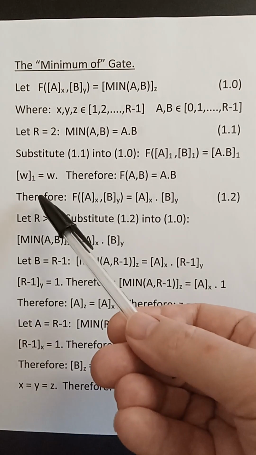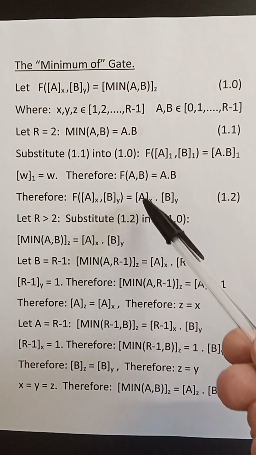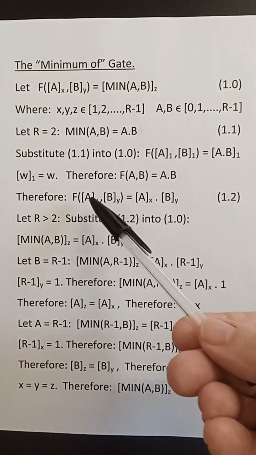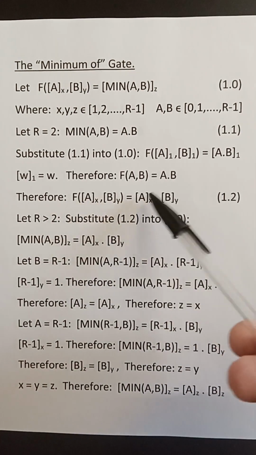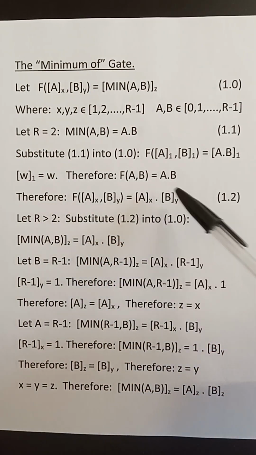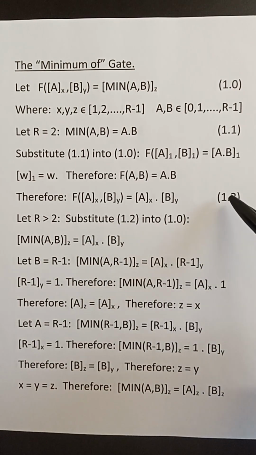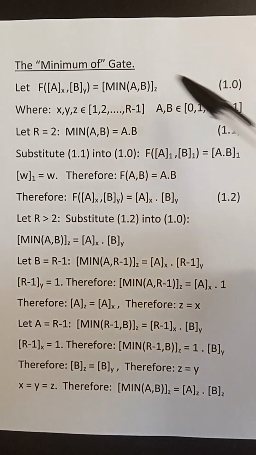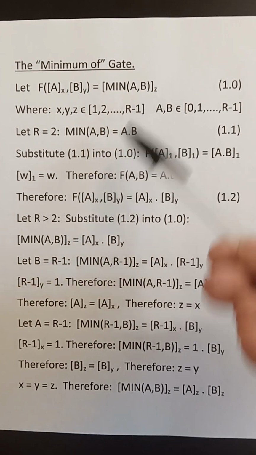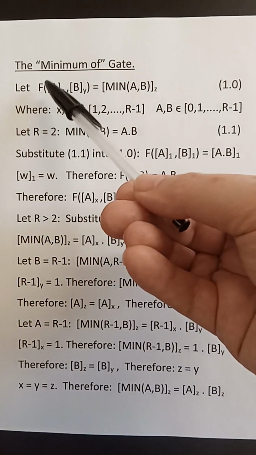So there we're going to let f a to the x, b to the y equals a to the x and b to the y. So these are Boolean value variables, and we're dealing with a Boolean equation, so this is valid. So now we're going to substitute 1.2 into 1.0. This is 1.2, 1.0, and we get min a b to the z here equals a to the x and b to the y, which is there.